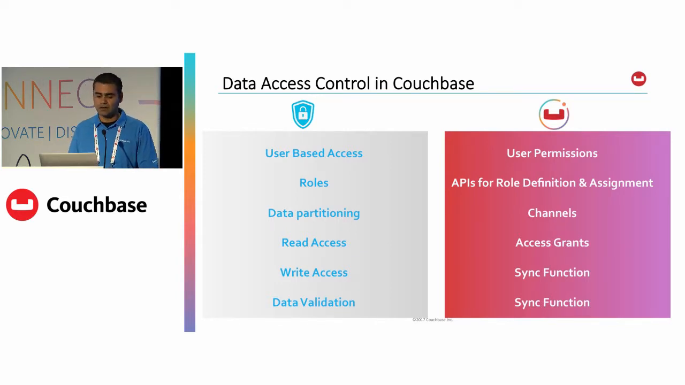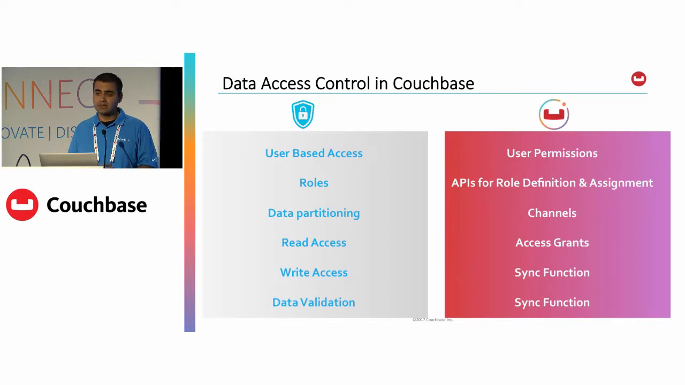How does Couchbase address all of these? For user-based access, we have user permissions, so you can define permissions at a really fine-grained level. We have APIs for role definition and assignment, so there's this whole notion of being able to not only define a role, but also assign it using the APIs. We have the concept of channels, which is essentially a way of partitioning data amongst different parties. You can provide access grants. So with access grants, you're able to provide read access to the data. In some cases, you might want to have write access available.